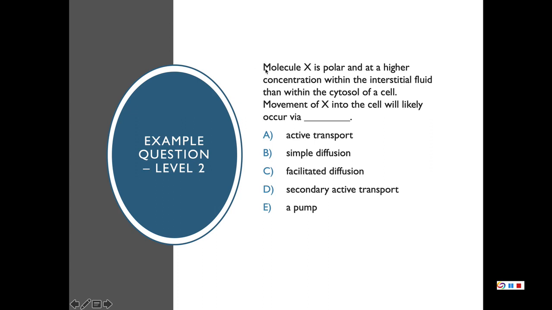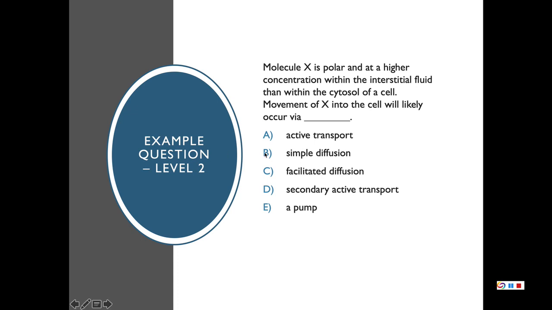And so we're looking at where the concentrations are. Molecule X is polar and at a higher concentration within the interstitial fluid than within the cytosol. So the interstitial fluid, even if the student doesn't know where that is located, it is referencing the location outside of where the cytosol is. So this must be the external environment. And so if molecule X is higher in the external environment than within the cell, movement of that into the cell will occur via, and that's what we're trying to figure out. So we're moving from an area of high concentration to an area of low concentration. So this is actually going to be a form of passive transport.